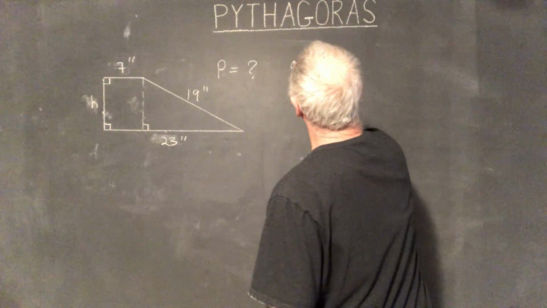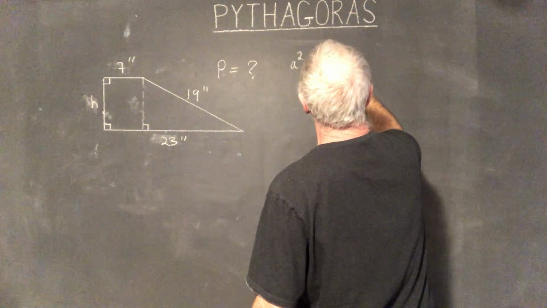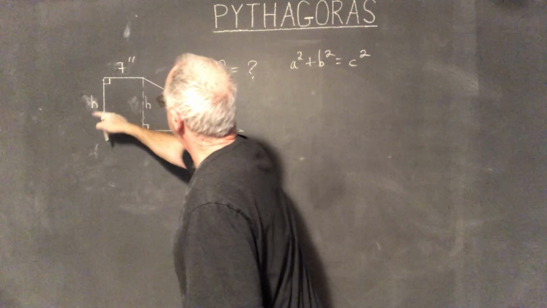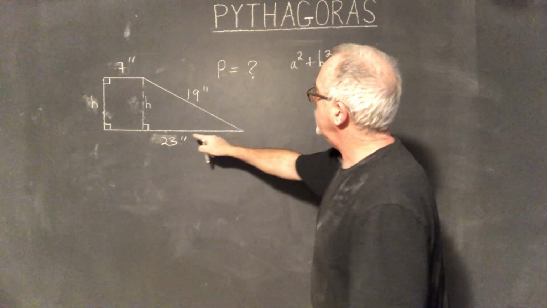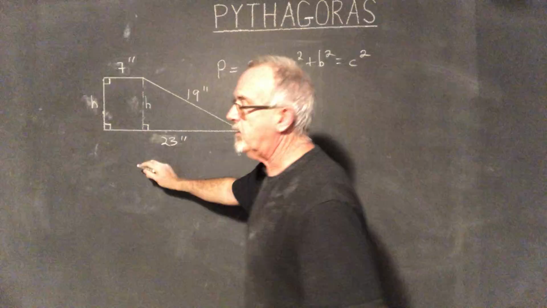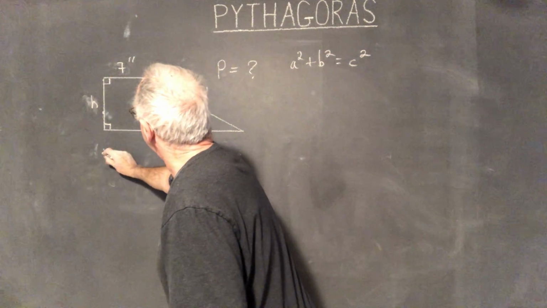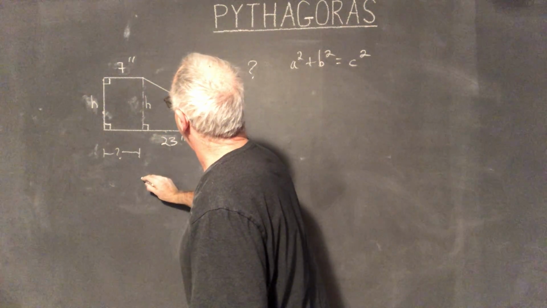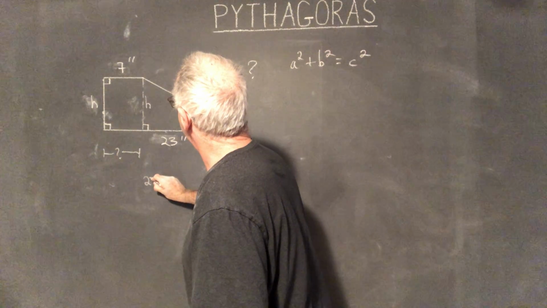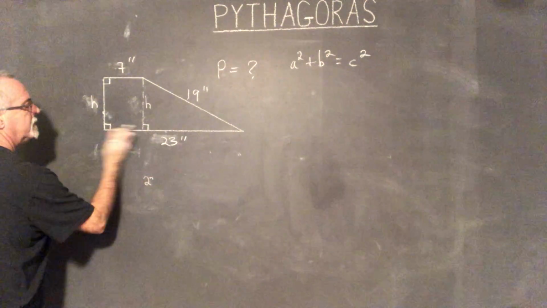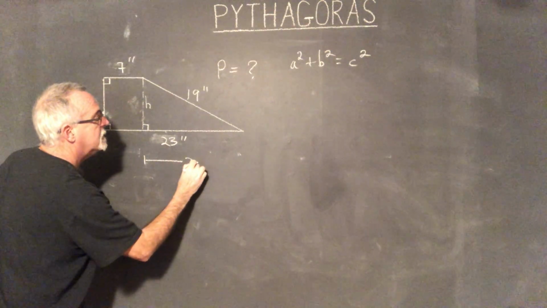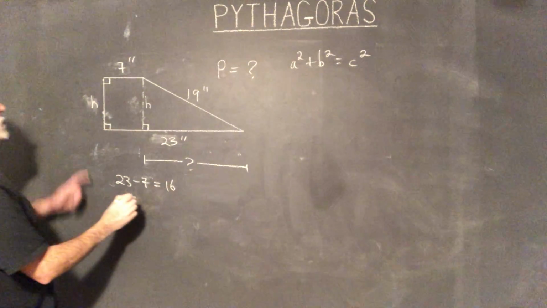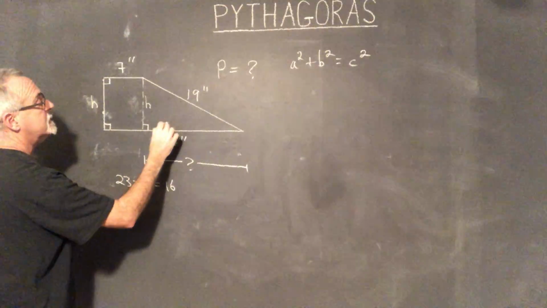Write the formula: a squared plus b squared equals c squared. Our h is both here and there. Our hypotenuse is the 19. Oh, I added an extra step. To figure out how long this is, I already know that's 7 inches. To figure out how long this is, I'm going to say 23 minus 7 equals 16. So therefore, this is 16.